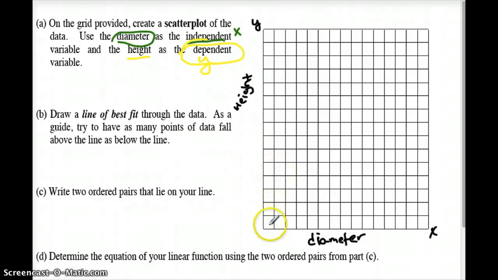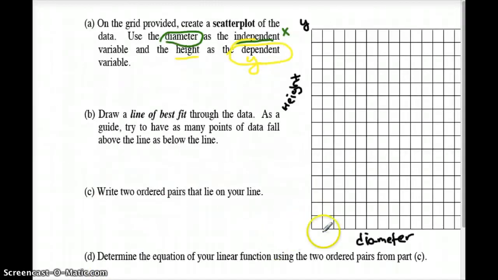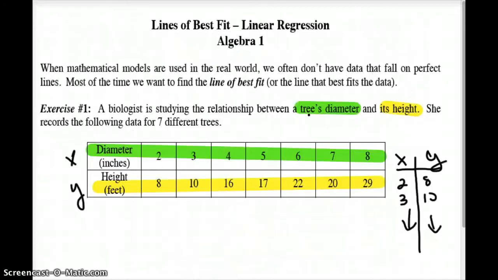Now what we have to do is determine our scale. So let's look at our table. Our x's start at 2, and the highest one is 8. So we can just label our axis by ones on the x-axis. We're just going to start here, 1, 2, and so on. So go ahead and do that. Okay, so you have all your numbers on there, and now we look at the y-axis. Our y-axis, the highest number there is 29.